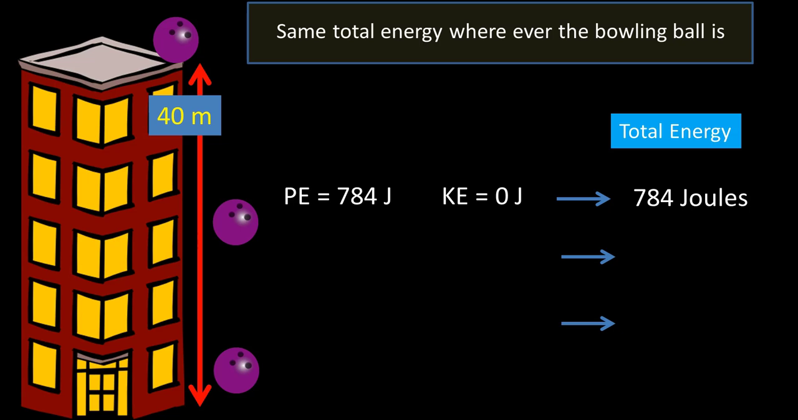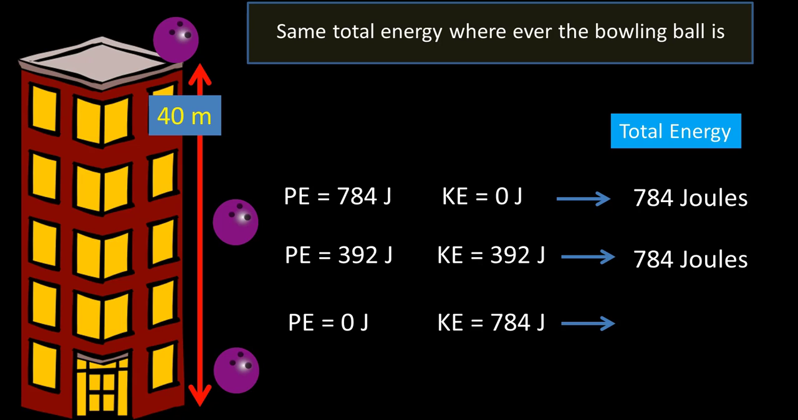Now when the ball drops, we calculated the PE and KE when it was halfway, and we found that the potential energy was 392 and the kinetic energy was also 392, and so it was a 50-50 split between potential and kinetic energy, giving us again a total of 784 joules. And then finally, when the ball was about to reach the ground, its potential energy was 0 and the kinetic energy was 784, again giving us a total of 784 joules.